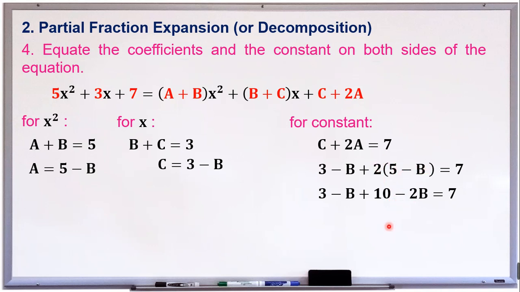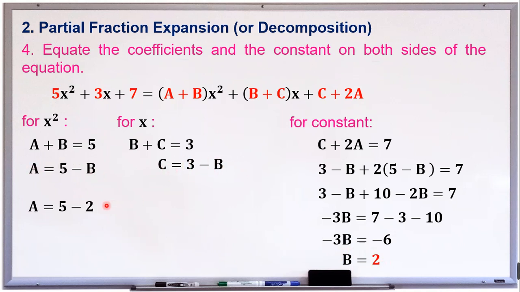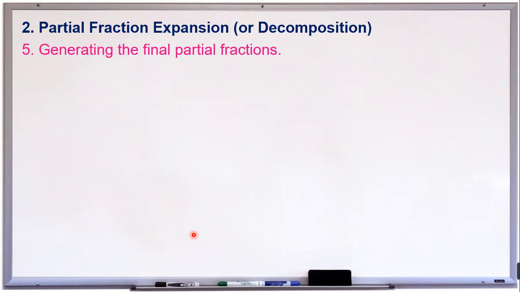Since we already have a value for b, now we can substitute this one into this equation and also into this equation to solve for a and c simultaneously. So for a, we have 5 minus 2, that is 3. Then for c, we have 3 minus 2, that is 1. Therefore, our final partial fractions are 3 over x plus 1 and then 2x plus 1 all over x squared plus 2. Okay, so that's it for this topic.